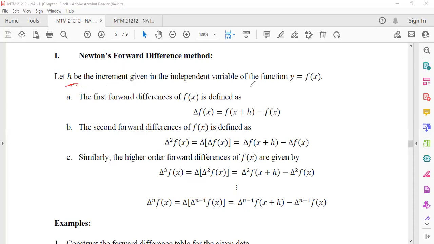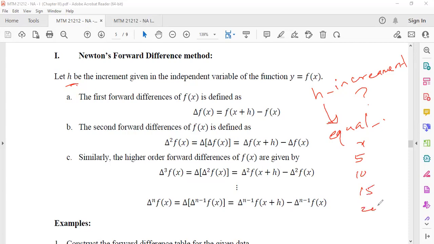So let h be the increment. We are taking h as equal, so equidistant. That means, for example, if the values of x are 5, 10, 15, 20, all the intervals between the values of x are the same. That's what we are taking as h. So the next point after x will be x plus h, and the other point will be x plus 2h.